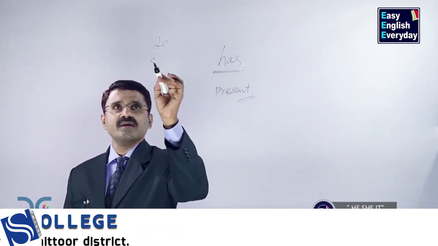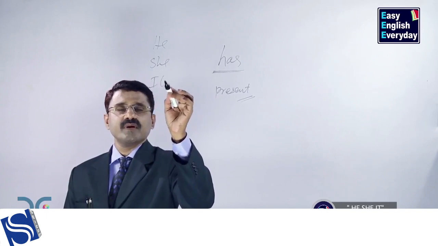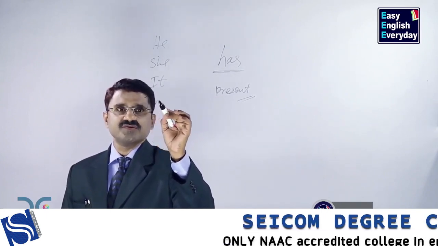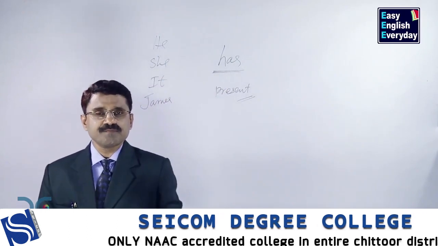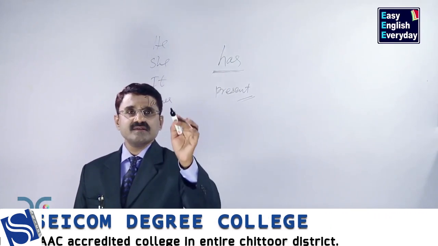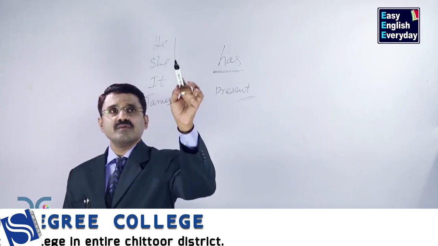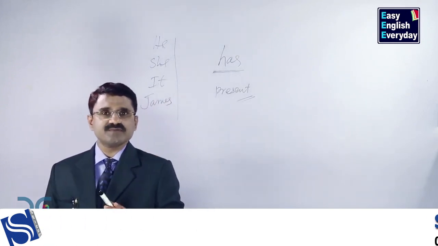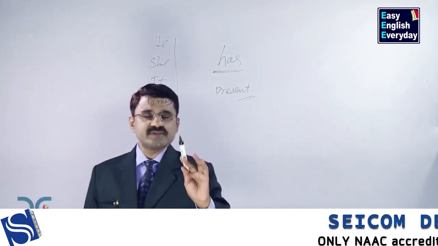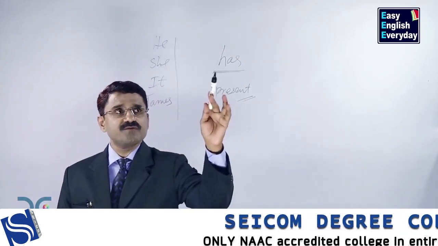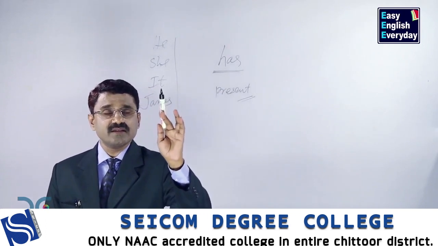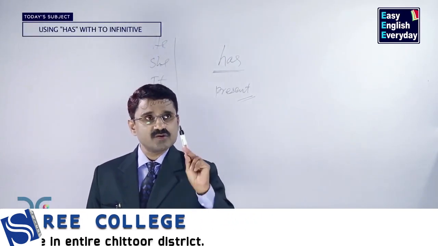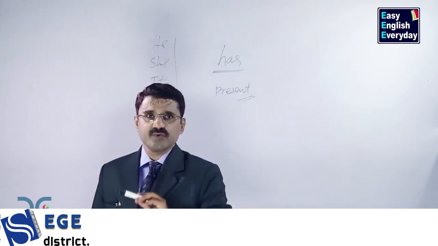He, she, it, or any singular name. Let us say James. He has, she has, it has, James has. So make it a point, you have to use it only for these 4 types of subjects. Even by mistake, even in a hurry, if you use it for anybody other than these 4, you are making a big grammar mistake. So be careful, you have to use it only for these 4 people.